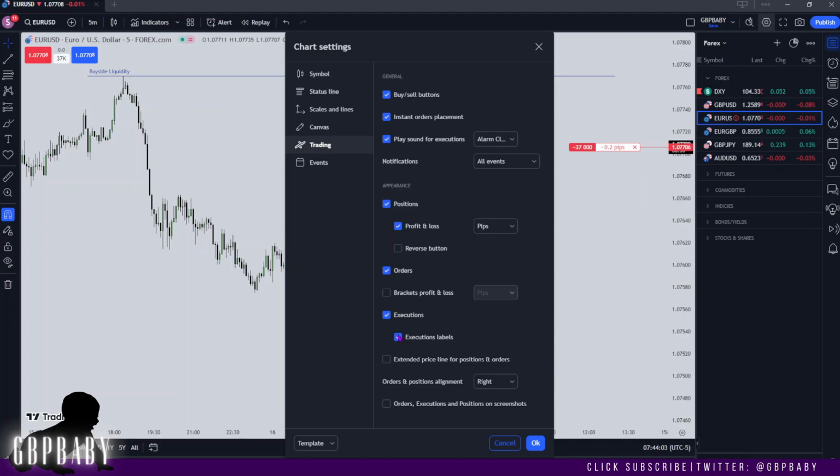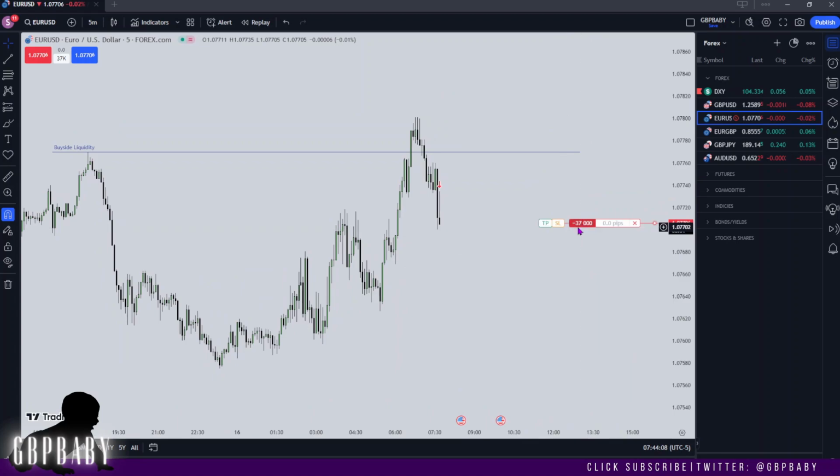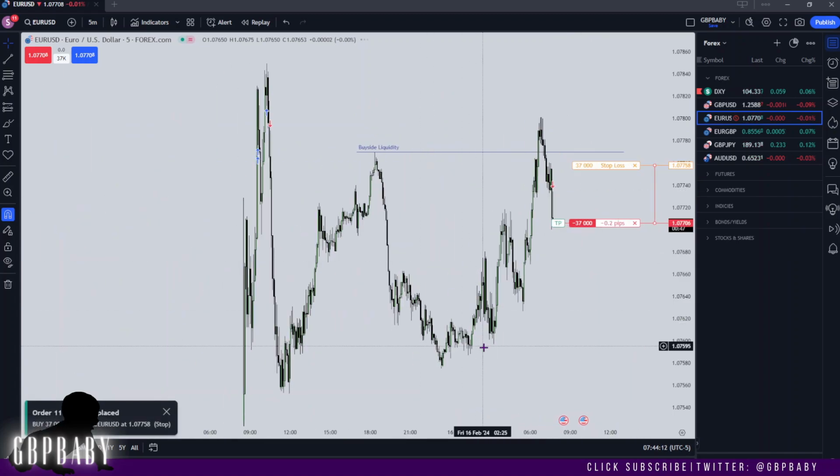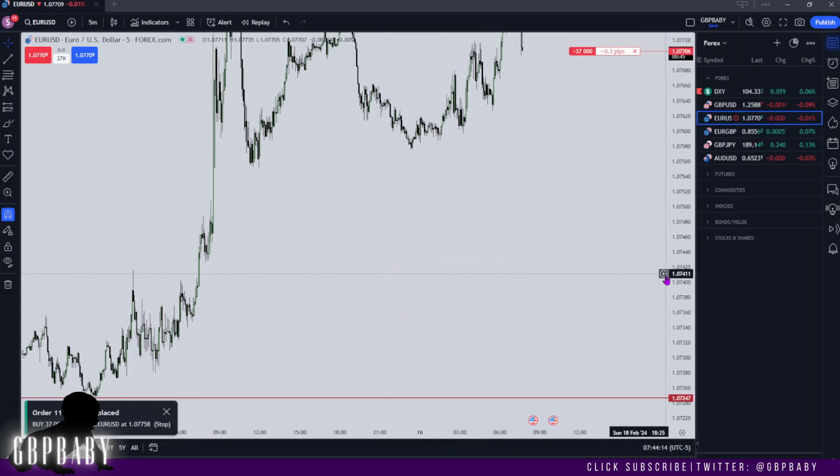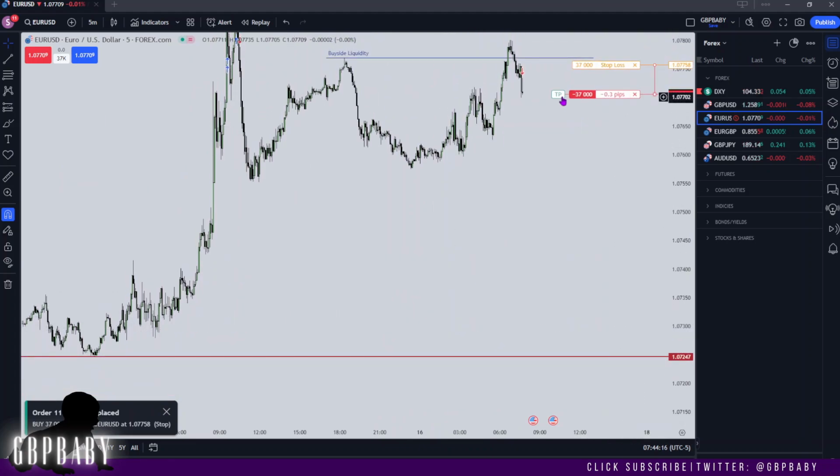So here I'm just showing you my execution, putting the executions on, and you'll see that we just took out buy side liquidity on euro, and we literally just traded into a breaker as well, so that's why I went short there. And you'll see right now I'm just marking out where I expect price to run to.